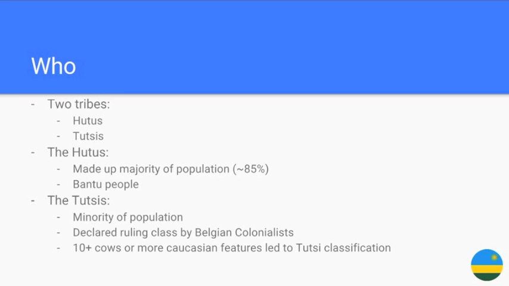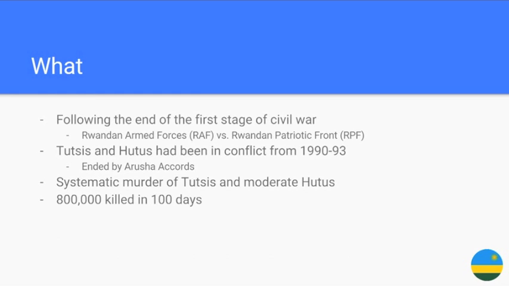The Tutsis were the minority of the population, but when Rwanda was colonized by the Belgians, they were declared superior and the ruling class. Each Rwandan was handed an ID card by these colonialists. It's said that if a Rwandan had 10 or more cows or had more Caucasian features, they would become Tutsis, and all the rest would be Hutus. There's another smaller tribe, but it makes up a very, very small percentage of the population.